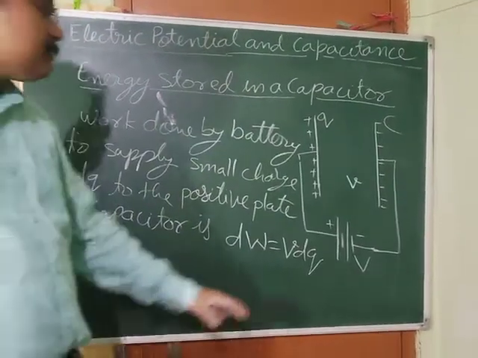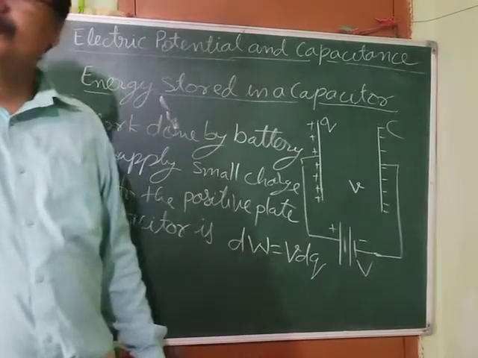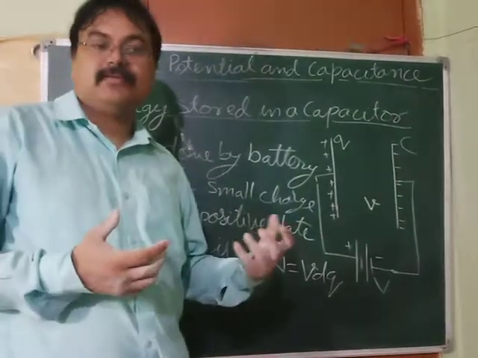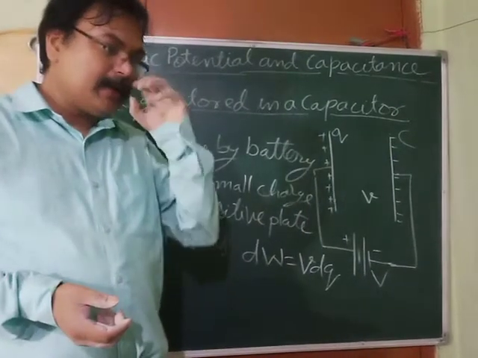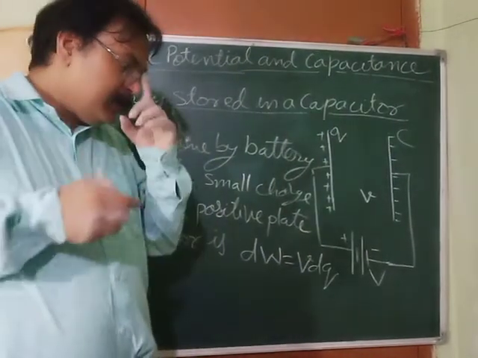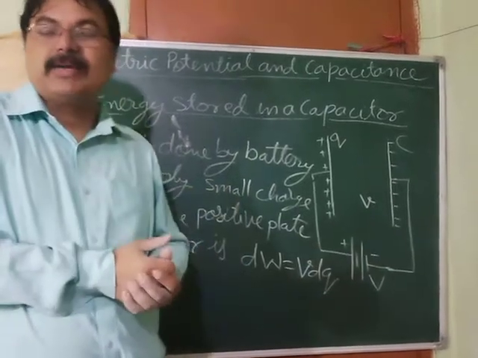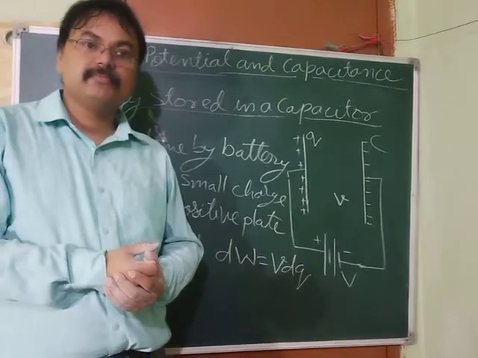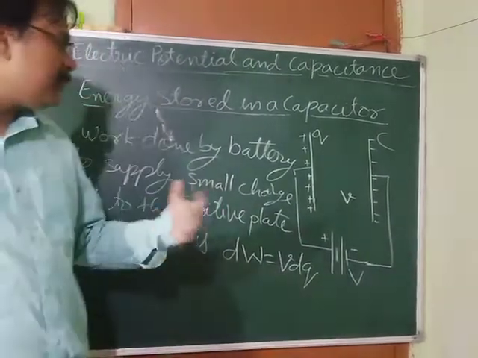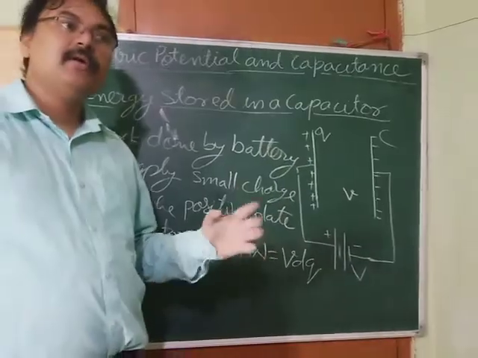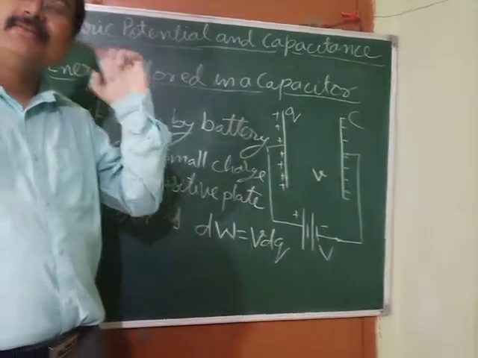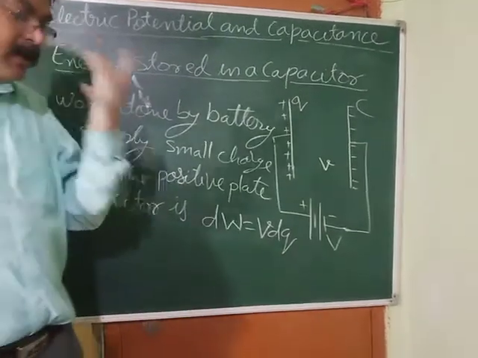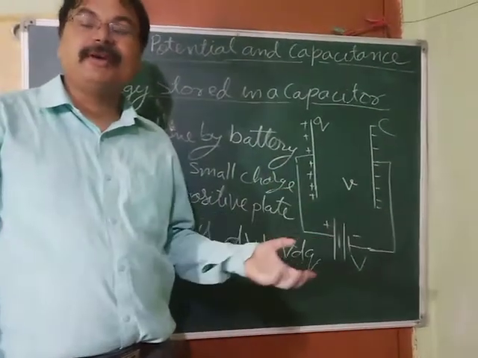Now this battery is going to do the work against any force. Yes, which force? Obviously it is the electrostatic force, the electrostatic repulsion we can see. Now what is the nature of electrostatic force? Is it a conservative force or non-conservative force? Conservative force. So when it is a conservative force, then we very well know, according to the concept of potential energy, when work is done on a body against a conservative force, then our work gets stored in that body in the form of its potential energy.